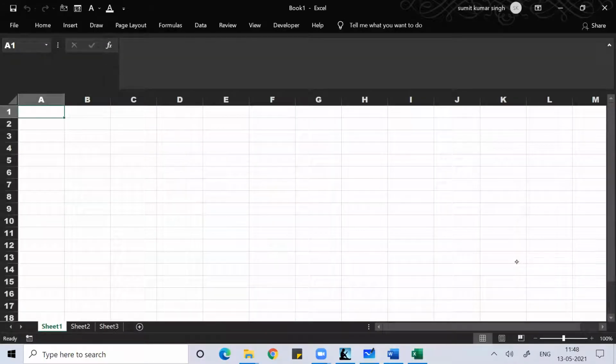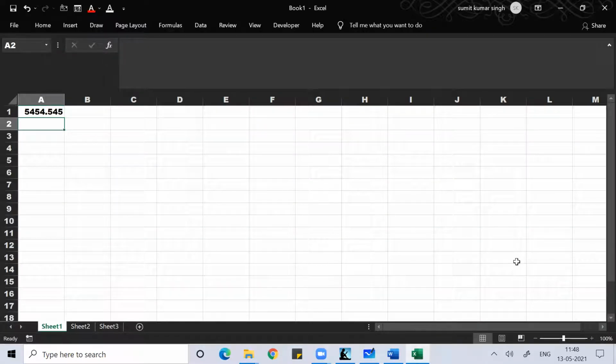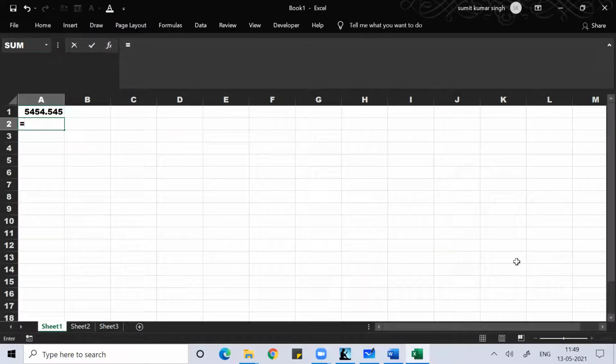So the first one is 6,000 by 1.1, that is 5454.54, a recurring decimal. So it is minus 10,000 plus 5454.54, then 4,800 divided by 1.21, that is 3966.942.